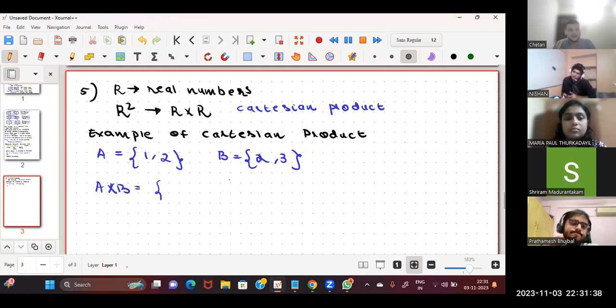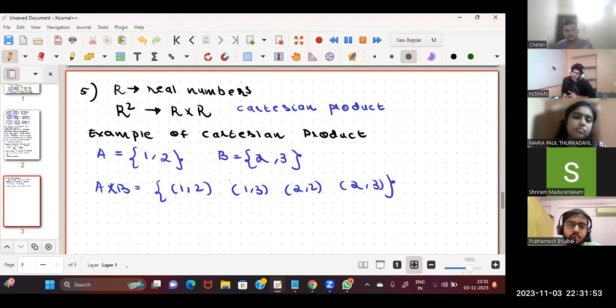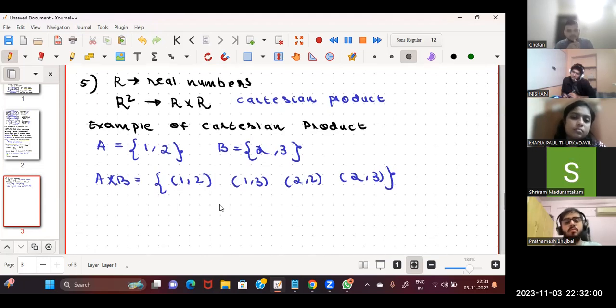And since it's ordered, the first element is coming from the first set and the second element is coming from the second set. So that's called an ordered pair. And the set of all such ordered pairs is called the Cartesian product. So we have one set {1, 2} and another set {2, 3}. We took the Cartesian product: (1,2), (1,3), (2,2) and (2,3). This is my Cartesian product of A and B.